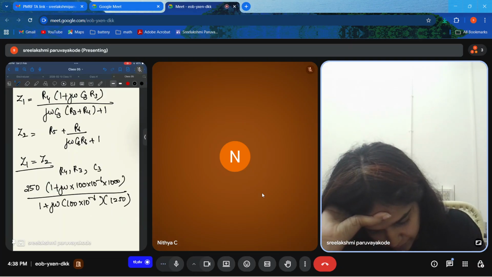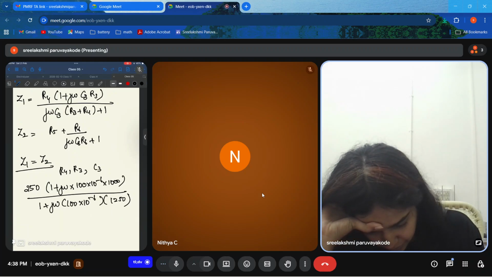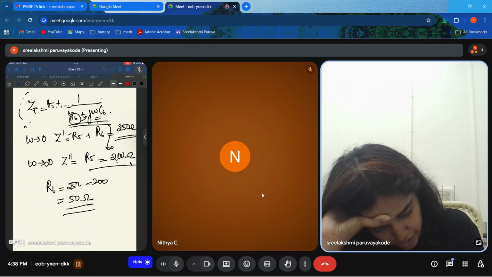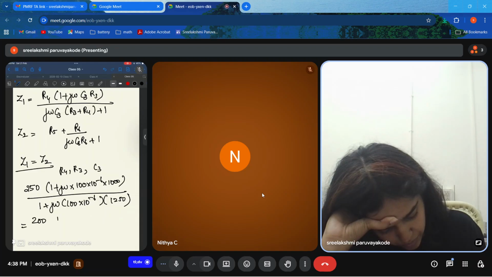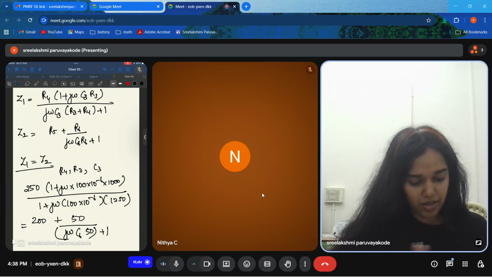So you will get... simplify this. Now this should be equated to the next equation. R5 value is 200, R6 is 50. Now simply equate it and rearrange it.